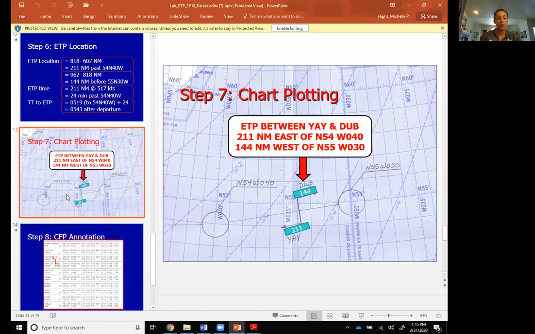And the day I was flying all the way to Lodges, it was because our ETP was designated based on fuel. I literally was not going to have enough fuel. We were going to ditch if I turned around past the ETP. So we knew that going in.